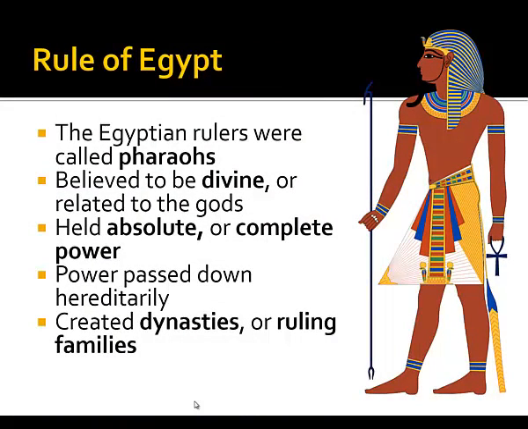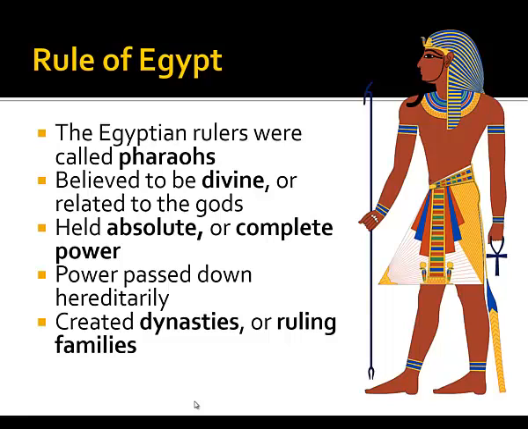Now, rule in Egypt was a monarchy, and the Egyptian rulers were called pharaohs. So these were the kings. And later on in Egyptian history, we actually have some female pharaohs, which was very unusual for the ancient world, for a woman to have so much power. And the pharaohs believed that they were divine or related to the gods in some way, shape, or form.